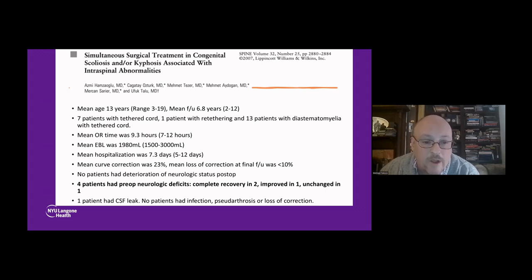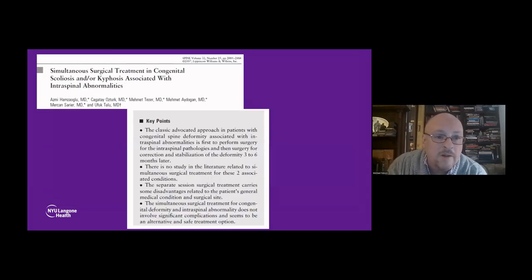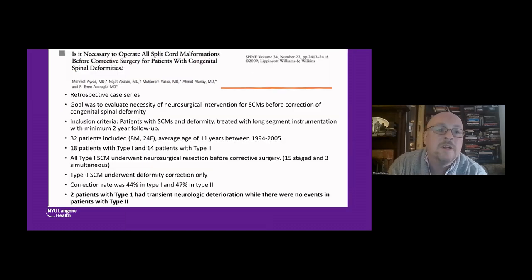And are we creating new neurologic deficits, etc., that's intrinsic to the operation itself or not. But this is our starting point for even looking forward. And again, this was different than the classic approach at the time, which would be to do the neurosurgical event first and then go back and do the correction.